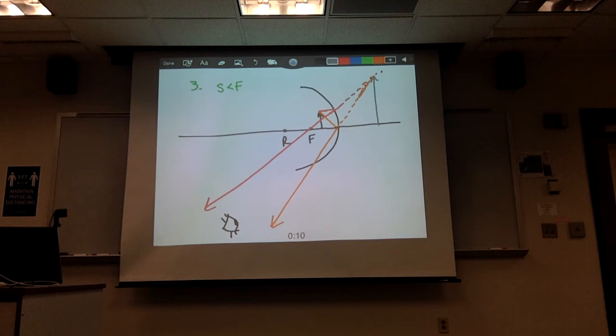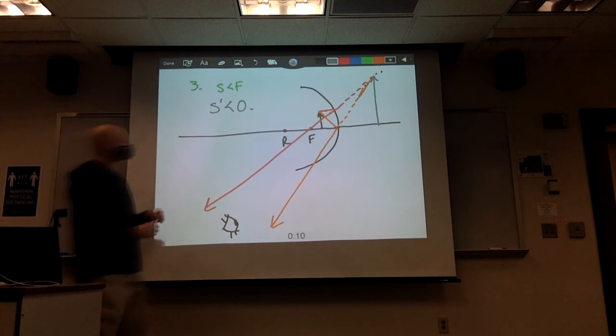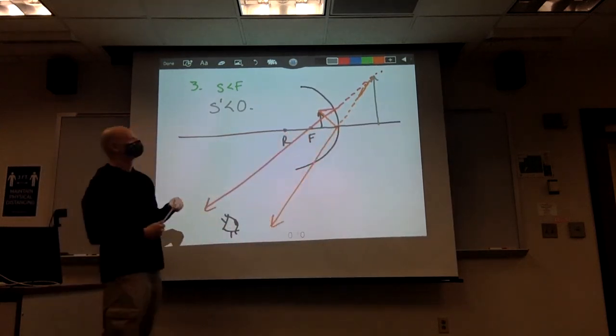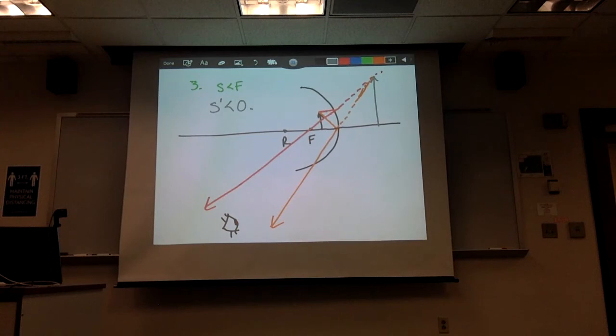In this case, what we can see then is that my image location will actually be negative. Negative in the fact that it's now going to be on the back side of the mirror.